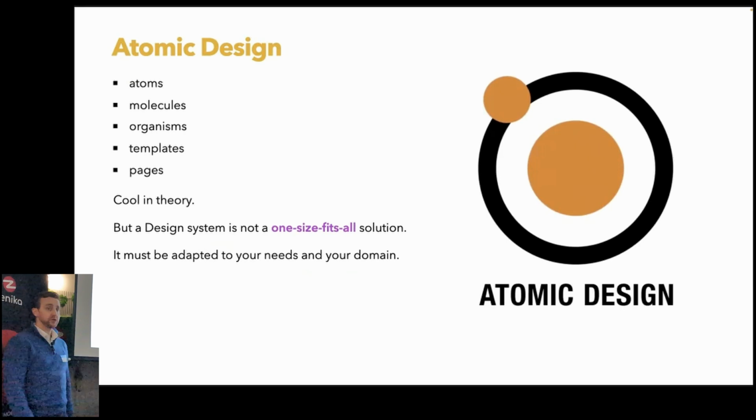After, second step, something that you see very often: people tell you, go with atomic design. That's the way to go for design systems. That's the best way to structure your components. You're going to have atoms, molecules, organisms, templates, pages, things like that. It's very cool in theory. In practice, when you have a component, what should it be? Should it be an atom, a molecule, an organism? And also, for me, a design system is not a one-size-fits-all solution.